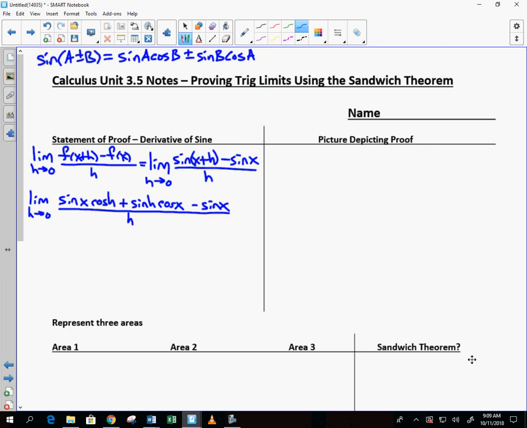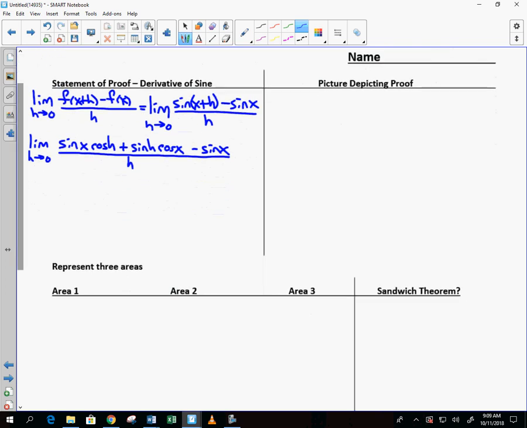Huh. Interesting. What do I do? Who knows? Kind of. That's what we're going to do actually a little bit. I'm going to break it up into two expressions at this point. I'm going to write that section as the limit as h goes to 0 of the cosine of x times the sine of h over h.